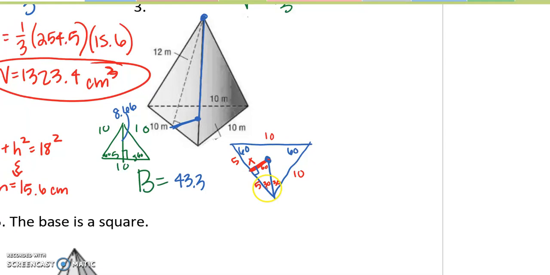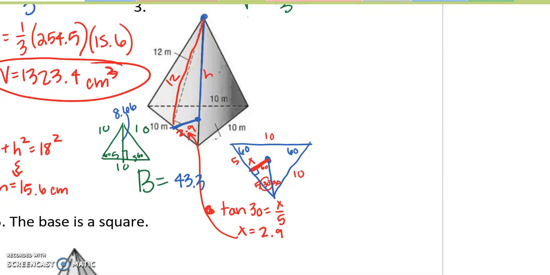Let's call it x. I'm just going to use trig and say the tangent of 30 equals x over 5. 5 times the tangent of 30 gives me an x value of around 2.9. So I'm going to add that to this picture, 2.9. I know my slant height is 12, so now I have enough information to do the Pythagorean theorem to find my height. This is kind of a convoluted problem here.